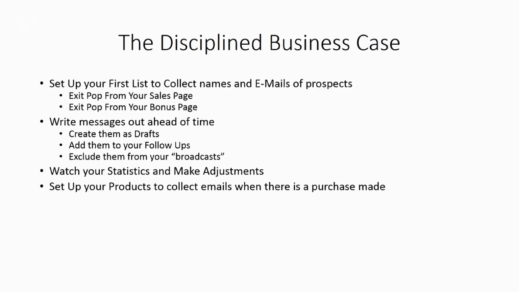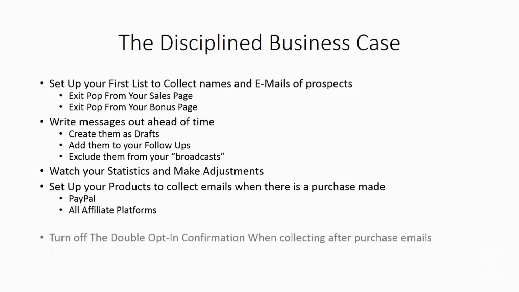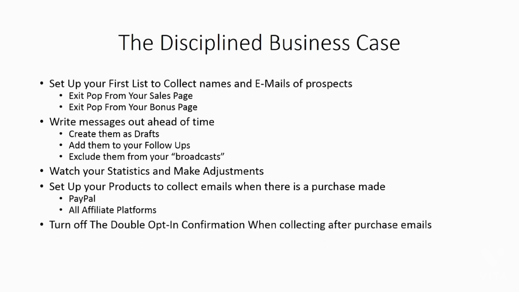So collect the email address. Now, here's the thing. You may not have the best email address, but you've got something. So do this process. Make sure that when you sell something, that person gets automatically added to your email marketing list. That means you're going to have to set that up with PayPal, and you can do this with all affiliate platforms. The other thing you need to do, and I think I talked about this in the advanced course, is turn off double opt-in confirmation when you're collecting purchase emails. After a purchase, there's no need for a double opt-in.